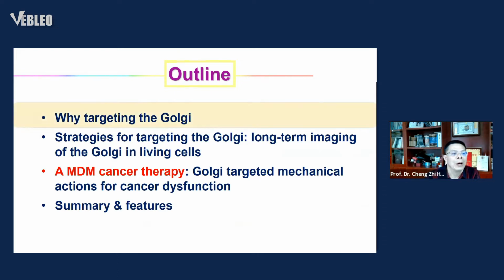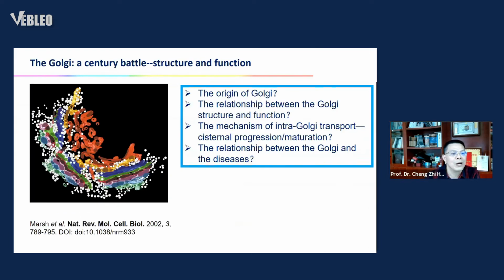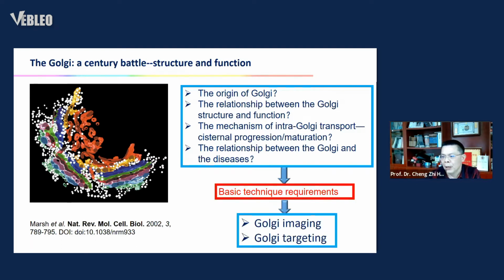As you know, Golgi is one of the major organelles composed by serious C-cells. There have been lots of researches about the structures, biofunctions, and biological significance, even though there's still a lot of arguments on certain points, such as origin of Golgi or the relationship between the Golgi structure and function, etc. In order to settle these battles, basic requirements such as high performance image or effective targeting are needed.